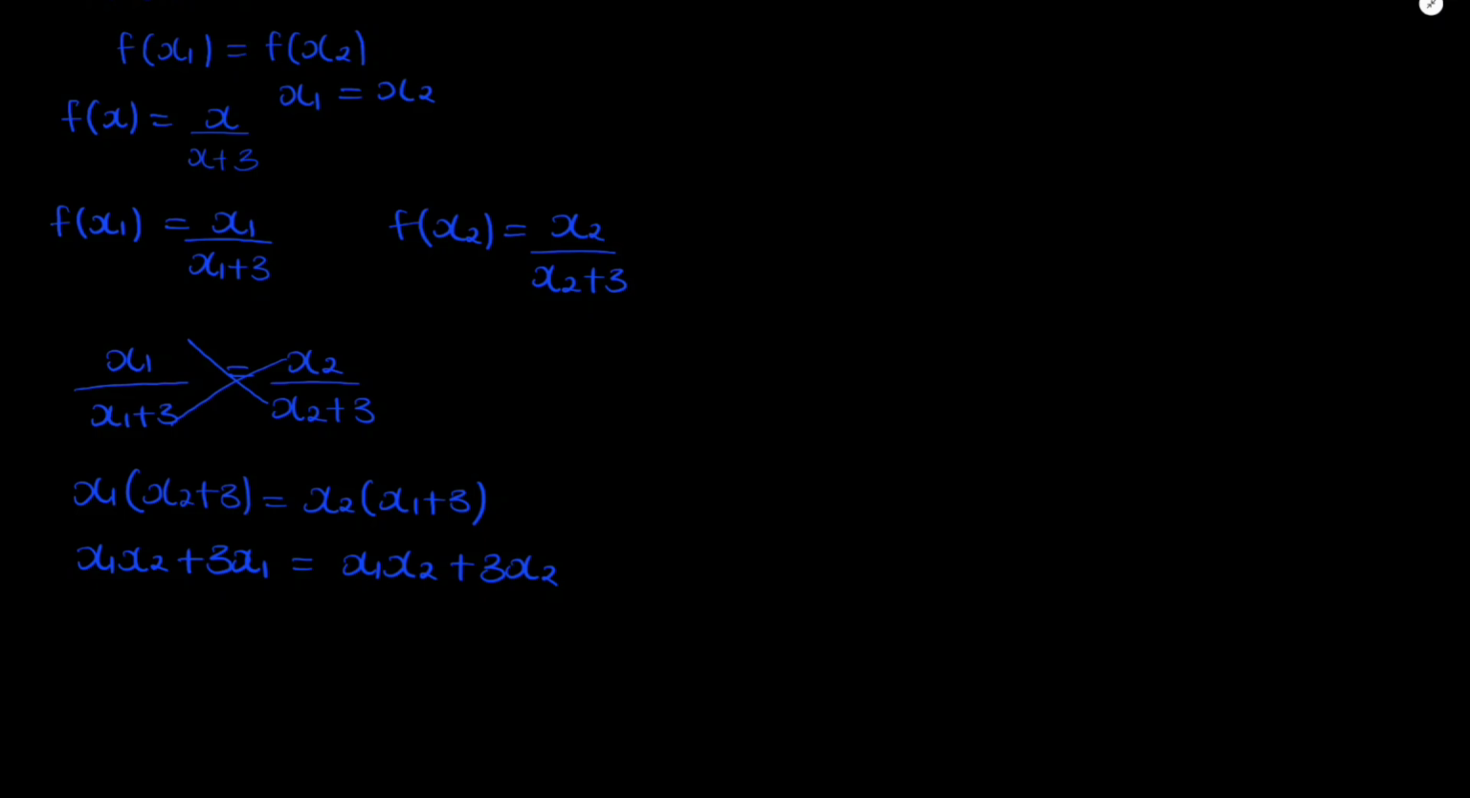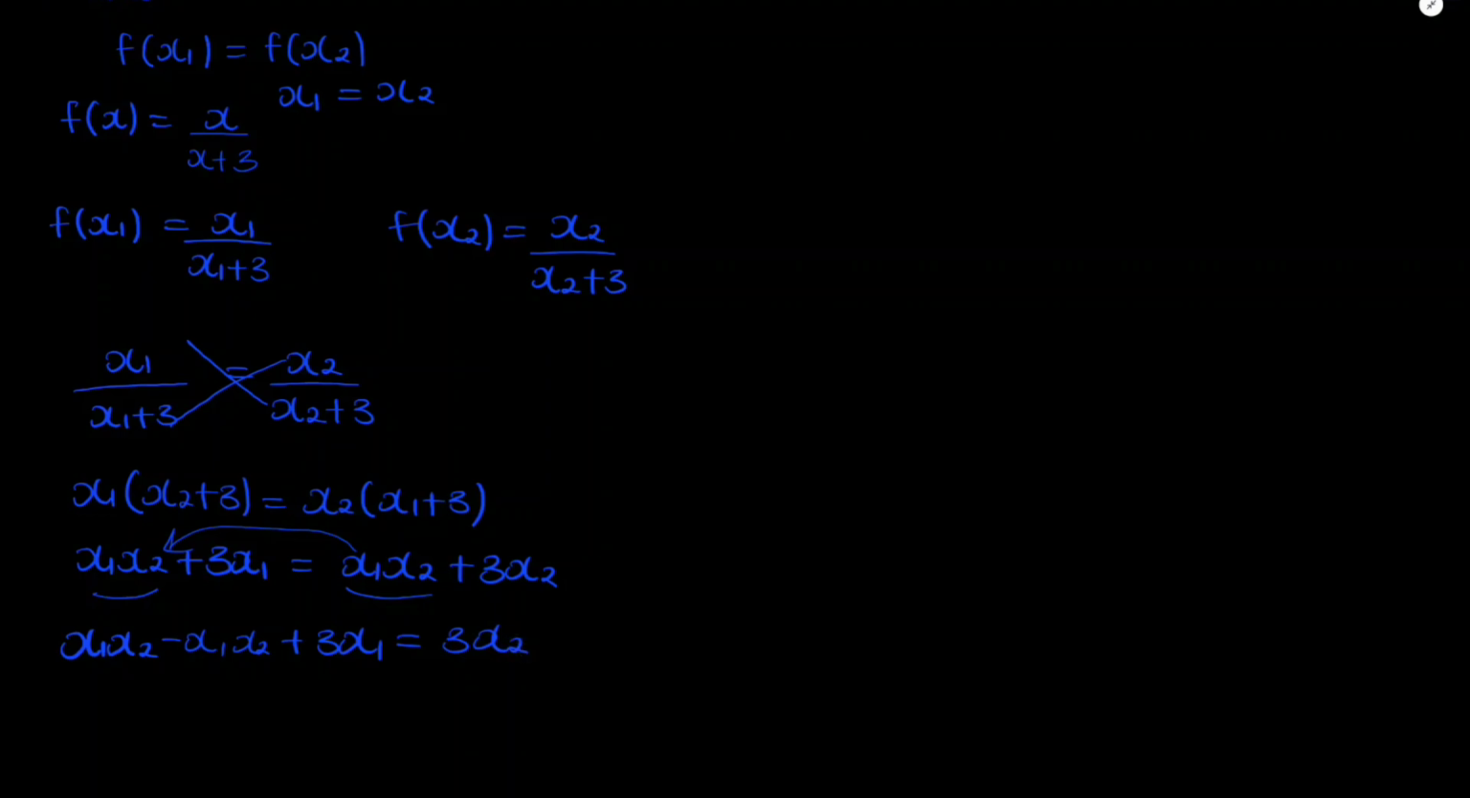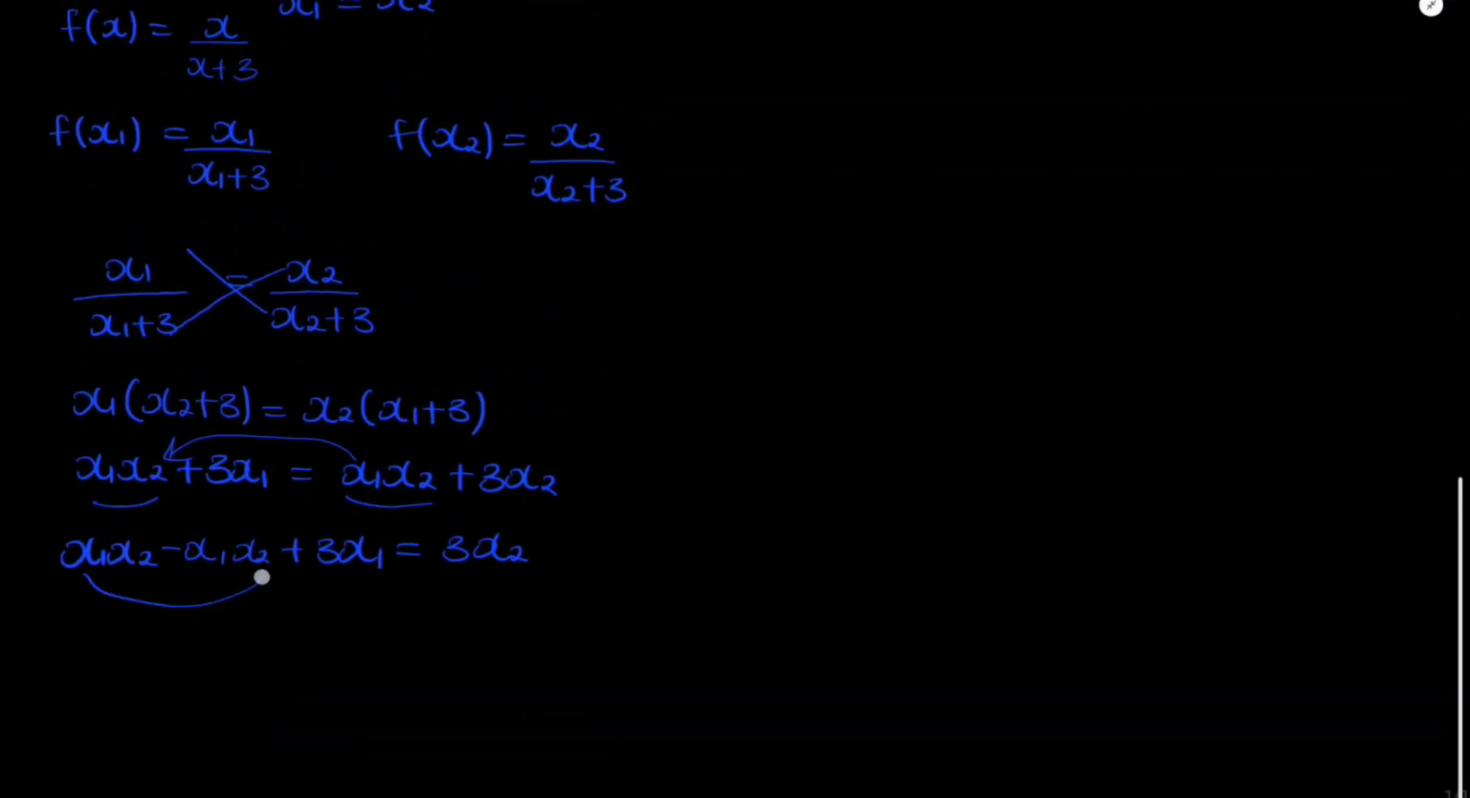Now we can bring like terms together. We see x1 x2 on our left hand side and x1 x2 on our right hand side, they are both like terms, so we are going to bring them together. If we send this one over the bracket, its sign will change to minus and it's going to cancel out. So we are going to have x1 x2 minus x1 x2 plus 3x1 equal to 3x2. So this gives us 0, and we are left with 3x1 equal to 3x2.